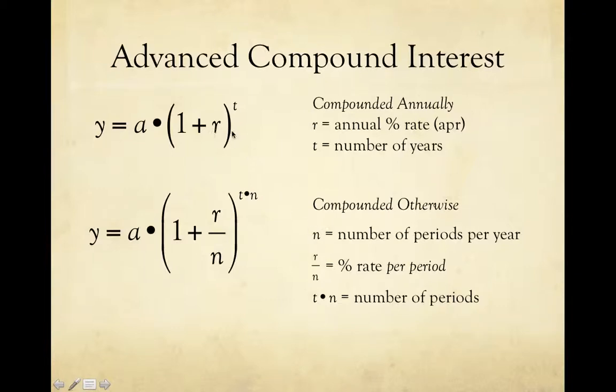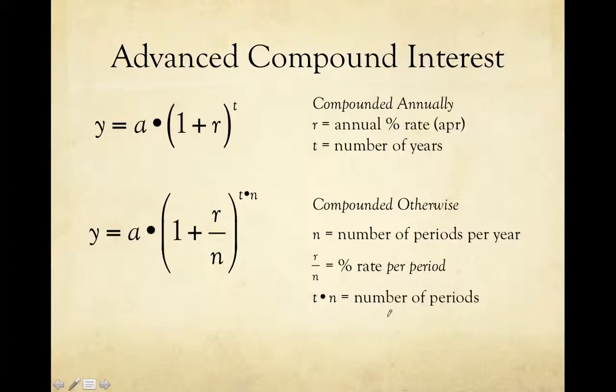And so that annual percentage rate that we had up in this version, we now have to divide that in order to make it a rate for each period. So we no longer want the rate for the whole year, we want the rate for the period. And then here, instead of just number of years for t, since we are compounding more than once in a year, we need to multiply the t times n to get the actual total number of periods that we're compounding.